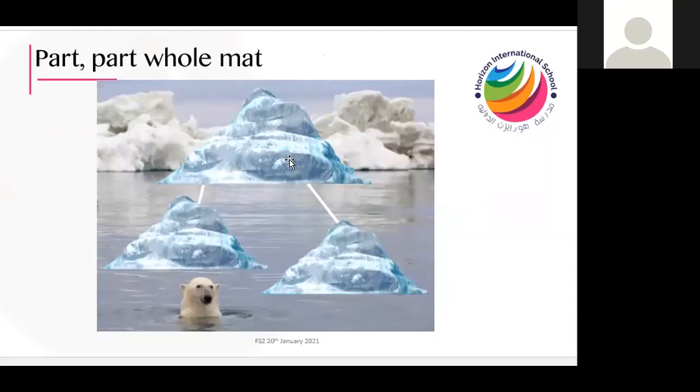This is an example of a part whole mat that you will receive tomorrow. So the iceberg, the large iceberg is the whole. So say, for example, if we were looking at bonds to 10, we'd have 10 objects here, and then the children can then move, say, 5 objects here, move 5 objects here, and then you've got the 5 and the 5, and if you move them both back up, that makes the 10.